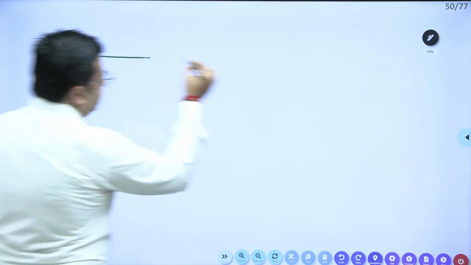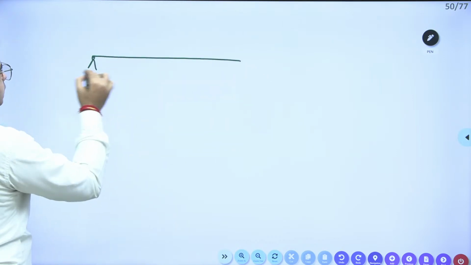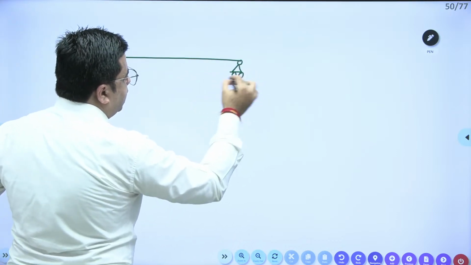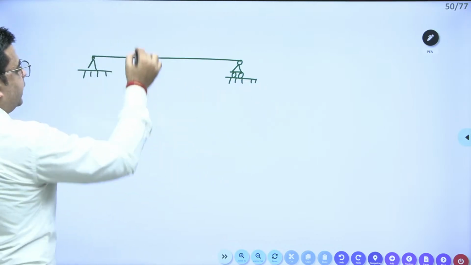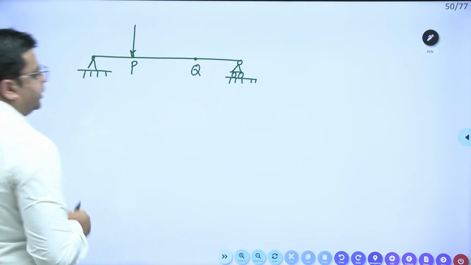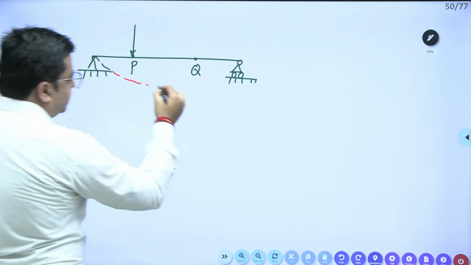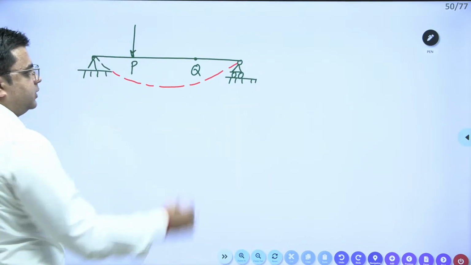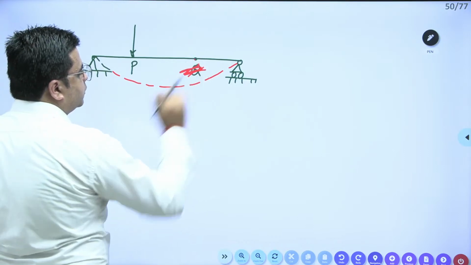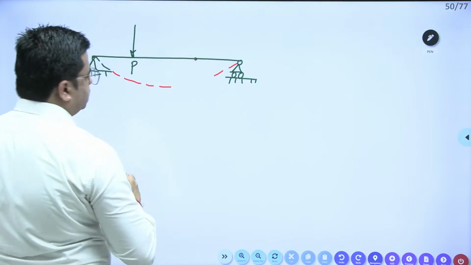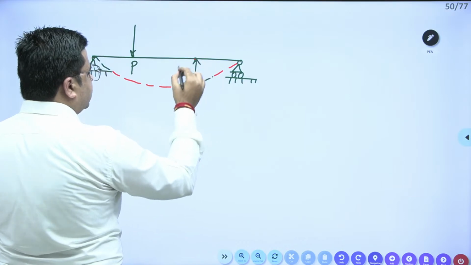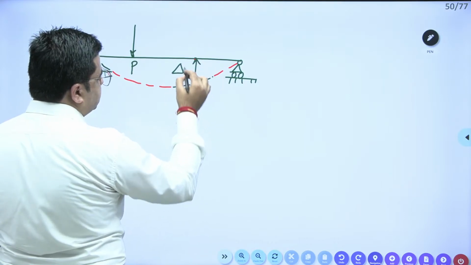Here you have a beam like this. For this beam, if you apply a load at point P, and this is my point Q, this beam will undergo some deformation like this. So the deformation under point Q, this is delta Q dash.